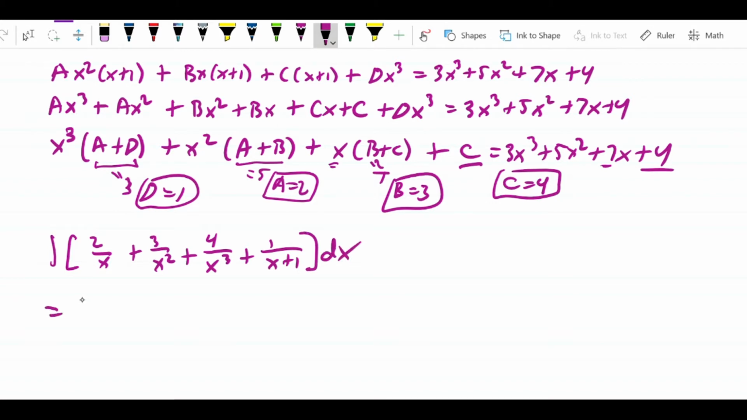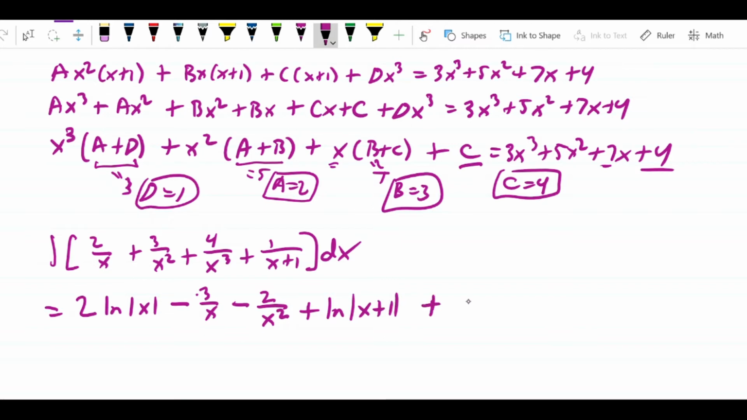And that's going to be, we can just read these right off, 2 ln x minus 3 over x. You can check me on that, but that's the antiderivative of 3 over x squared just by the power rule. And then this is going to be minus 2 over x squared. Once again, I'm not going to go through how to apply the power rule. I know you can do that. And then finally the last one, 1 over x plus 1 is going to be ln absolute x plus 1.